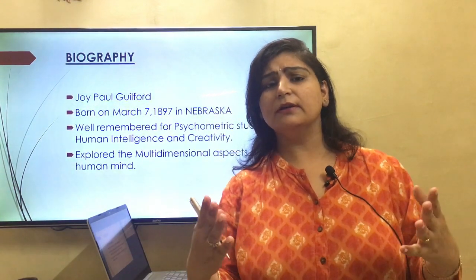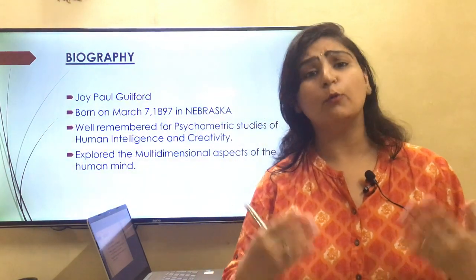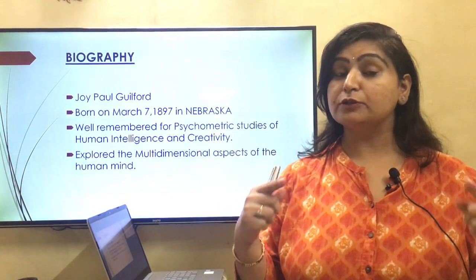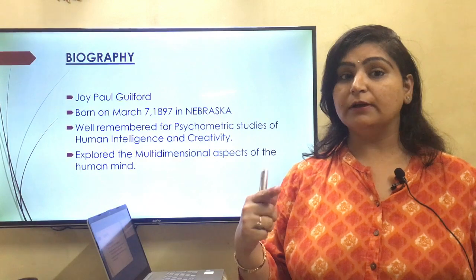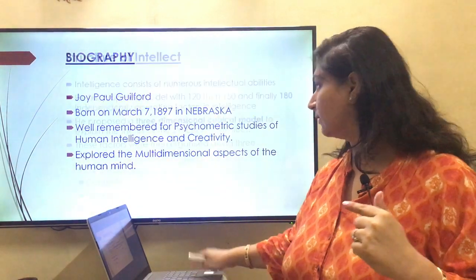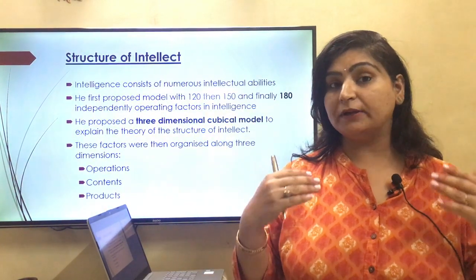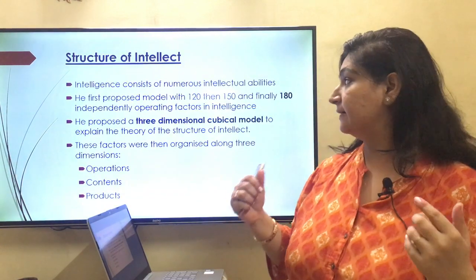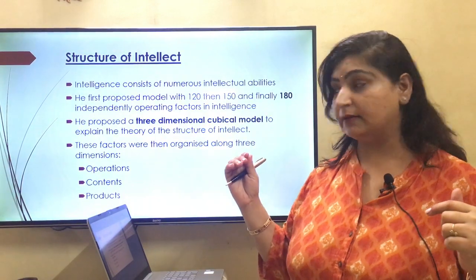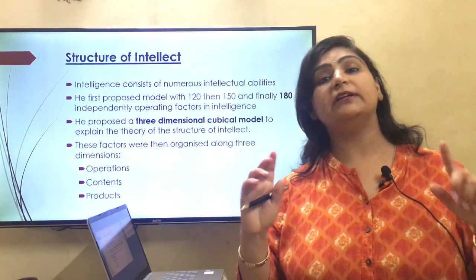He explored the multidimensional aspects of the mind and came up with the structure of intellect. His theory is also very popular by the name of structure of intellect. Now what is structure of intellect? He tried to explain that intelligence consists of numerous intellectual abilities. He first proposed his model with 120, then 150 and finally 180.